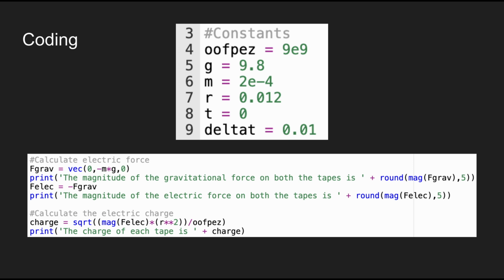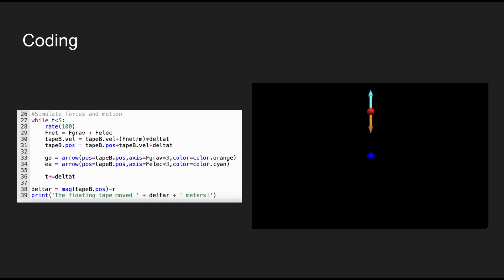Next, I calculated the charge of each piece of tape. For this, I used Coulomb's law and assumed that each piece of tape was a point charge and had equal charges. Finally, I used Newton's second law to simulate the motions of each piece of tape.